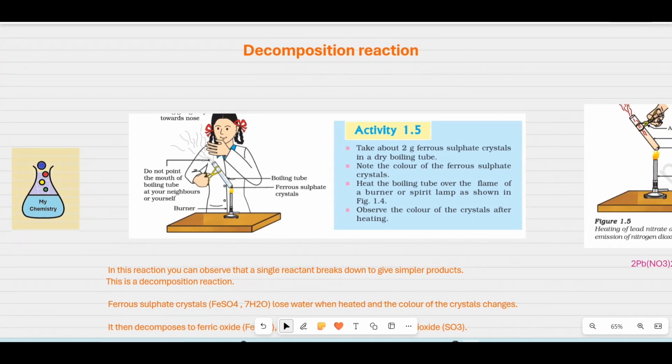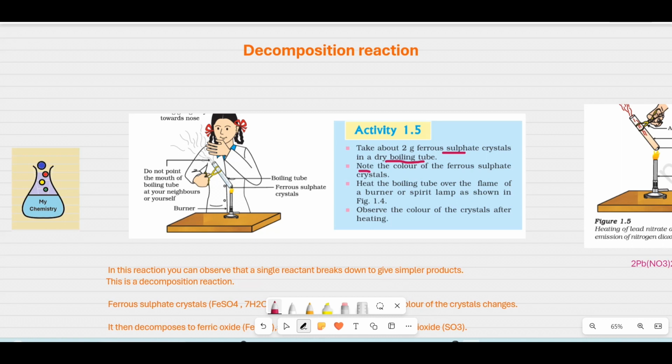Okay, this is an experiment in which 2 grams of ferrous sulfate is taken in a dry boiling tube. So the chemical we have taken here is ferrous sulfate crystals, and it's taken in a dry boiling tube. A boiling tube is like a bigger test tube, so it can withstand the temperature changes. Especially it is used for boiling the reaction mixture. That's why it's called a boiling tube. Now look at this picture given here. The girl is heating ferrous sulfate crystals in the boiling tube. So when this crystal is heated, you have to note the color of the ferrous sulfate crystals.